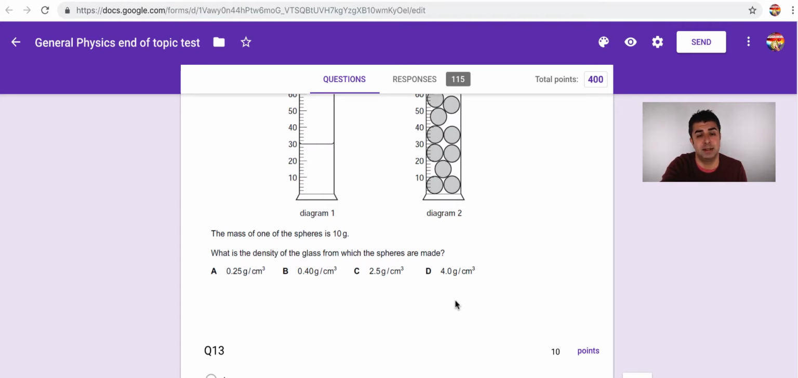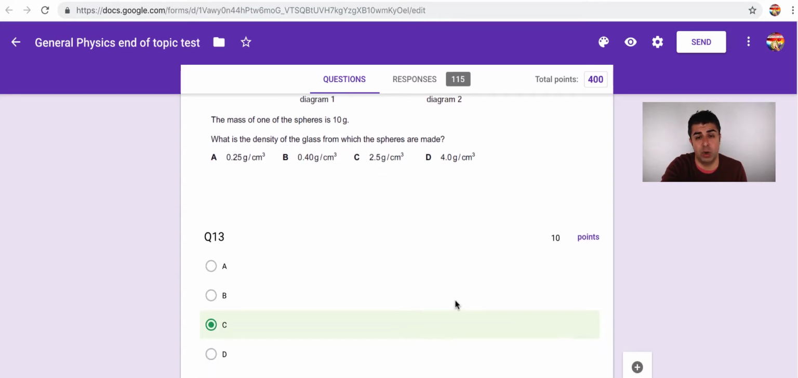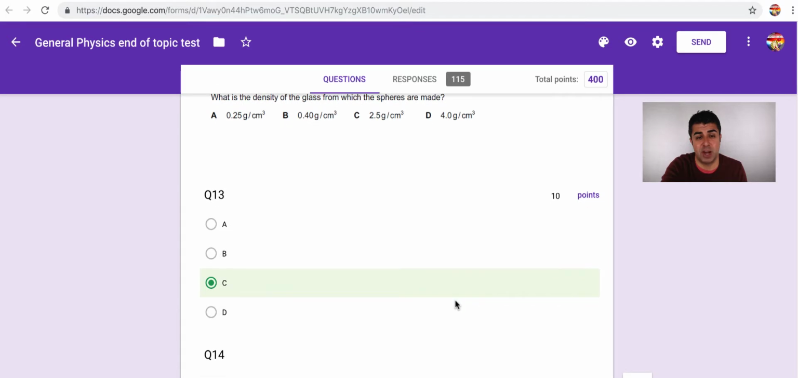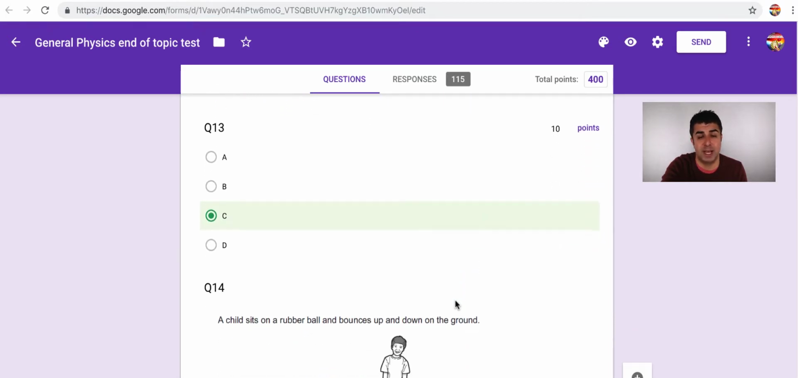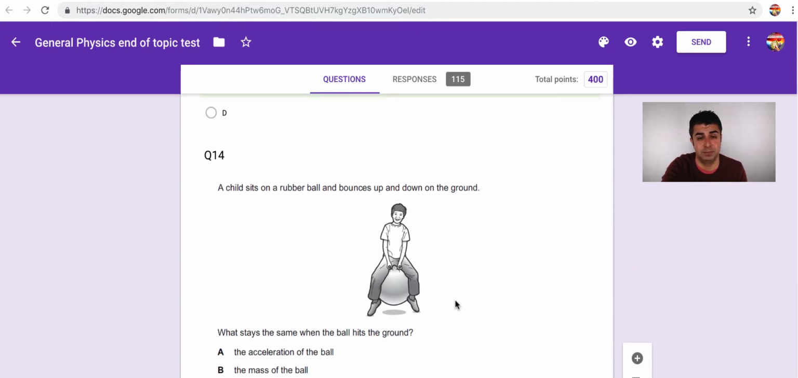And it says here that the mass of one sphere is 10 grams. So density equals mass divided by volume. 10 divided by 4 is 2.5 grams per centimeter cubed. So the answer is C.